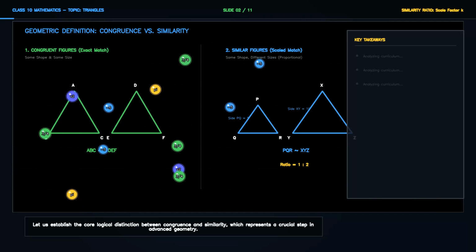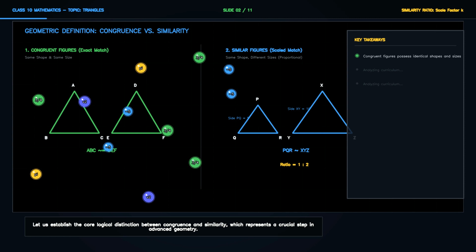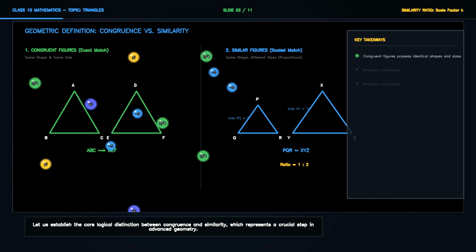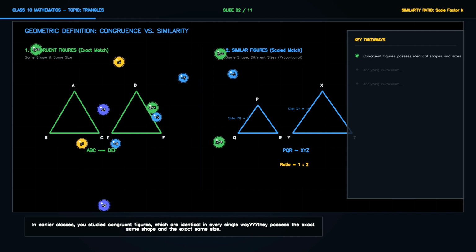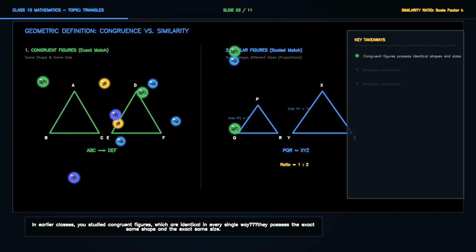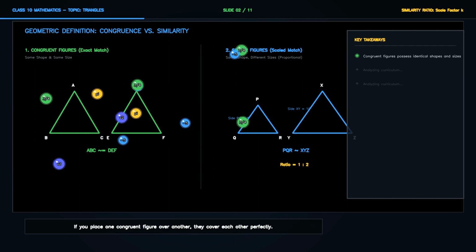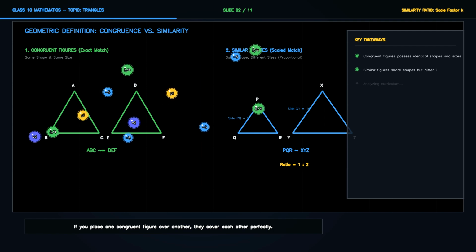Let us establish the core logical distinction between congruence and similarity, which represents a crucial step in advanced geometry. In earlier classes, you studied congruent figures, which are identical in every single way. They possess the exact same shape and the exact same size. If you place one congruent figure over another, they cover each other perfectly.